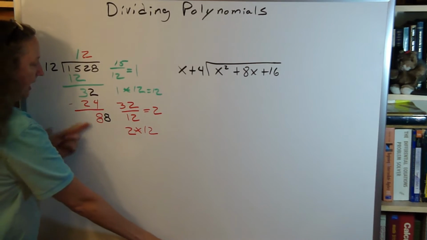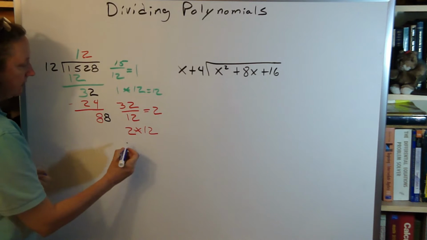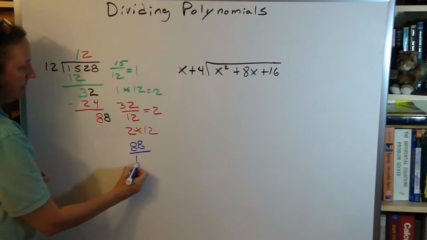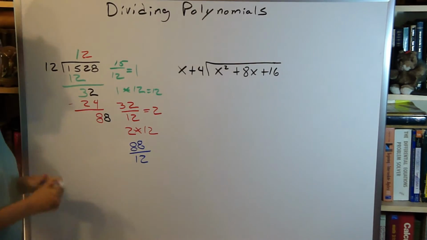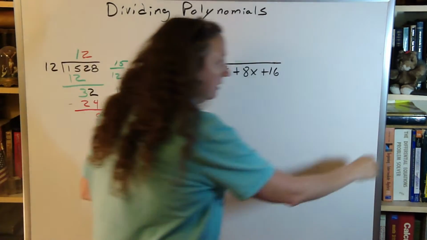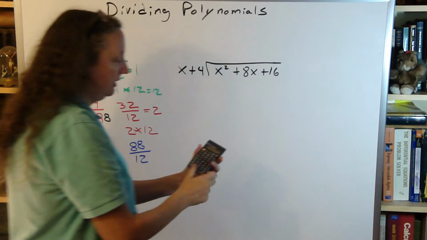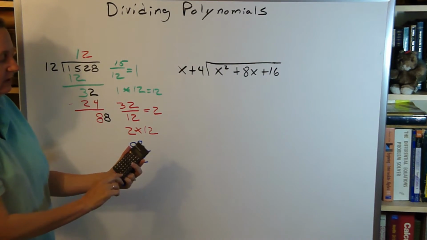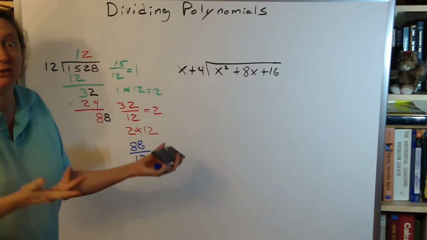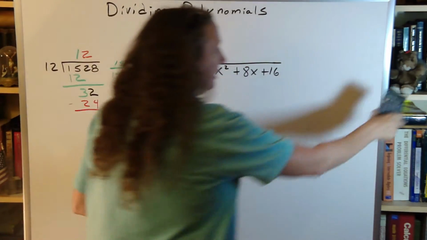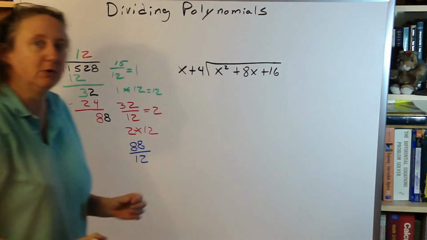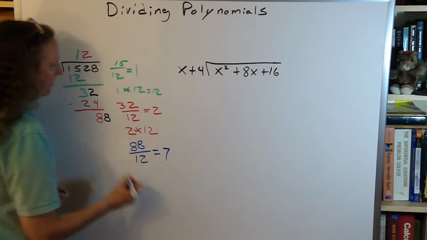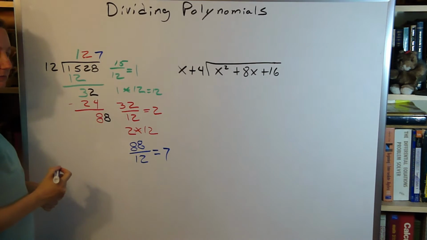Then I take my 88, I divide it by 12. You may or may not be able to do that in your head, so if you can't, you grab your calculator and you do 88 divide 12 equals. You get 7 point something. I'm not worried about the point whatever it is. I'm only worried about the number in front of the decimal point. That's a 7. Put that 7 up there.